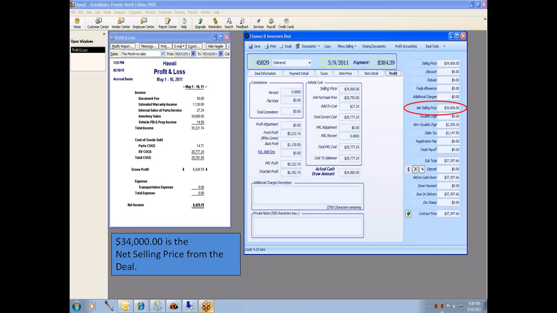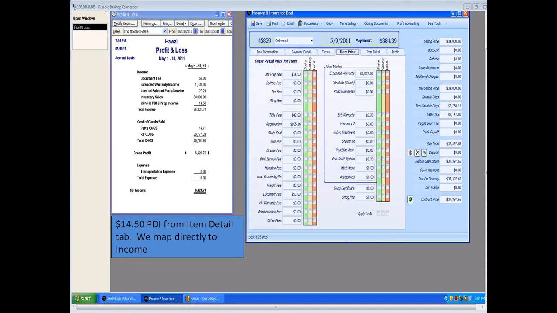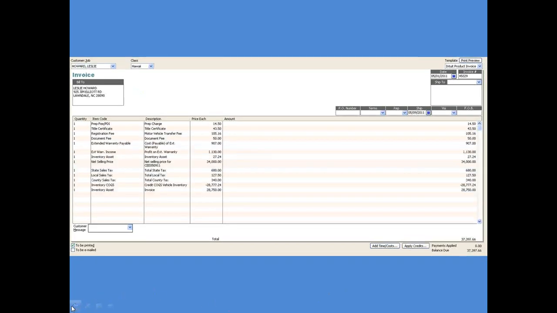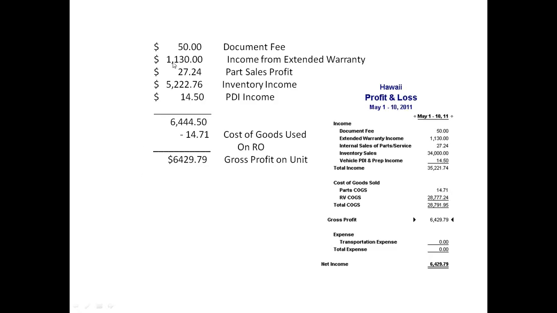My net selling price of $3,400 is coming from my net selling price. My $14.51 is coming from my item detail tab. I have my prep or my PDI directly mapped to my income account. If we back up and add those up, $50 plus $1,027, $5,014 is $6,444.50. If I subtract out my cost of goods on that repair order for items used, $14.71, which gives me a gross profit on my unit of $6,429.79, and again, that is my net income or my bottom line.